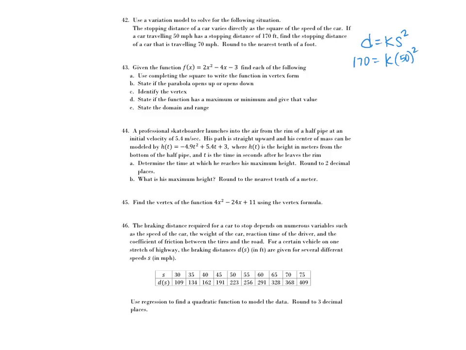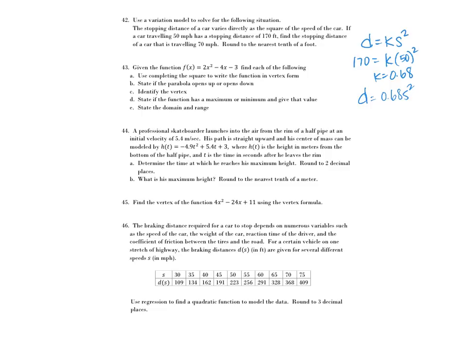So I can use this to solve for k. If I do 170 divided by 50 squared, I get k equals 0.68. And so then I can get d is equal to 0.68 s squared. So this is my model.